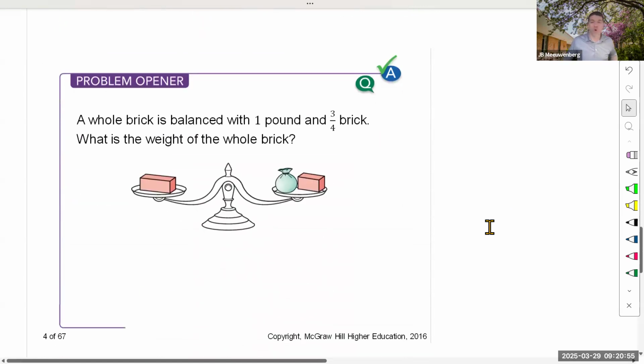So here's a problem opener that I'd like you to do. We will discuss this at the end of the final video for chapter section 9.1. It says a whole brick is balanced with 1 pound. That weight is 1 pound and 3/4 of a brick. So what is the weight of the whole brick? Take a moment and see if you can figure that question out and then come back. I'm going to keep on going.